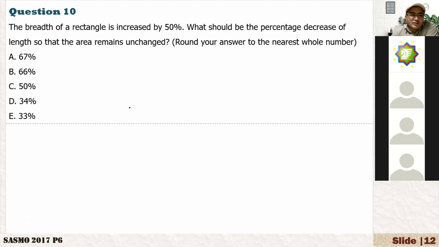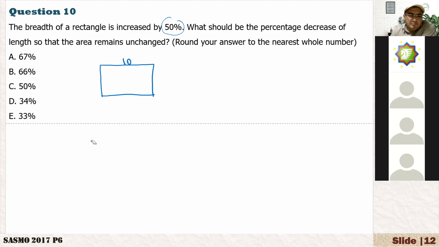So here to solve this question, we are talking about any rectangle. So you can just take any rectangle that you like. Suppose that we are talking about this rectangle, and let's say its length is 100. It can be 10, it doesn't matter. But here the question is, the breadth of the rectangle is increased by 50%. Let's say it's 10. What is breadth? It is 4 here, right?